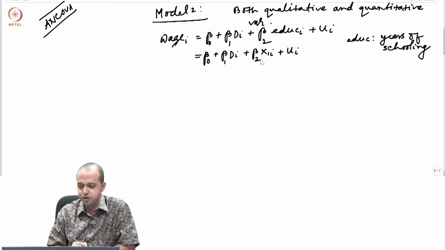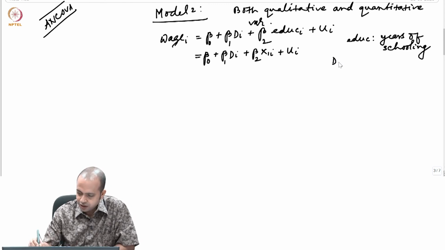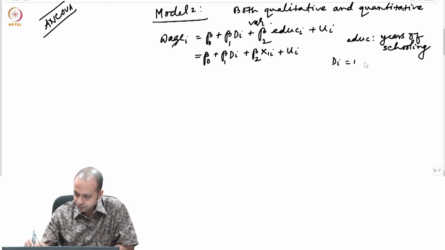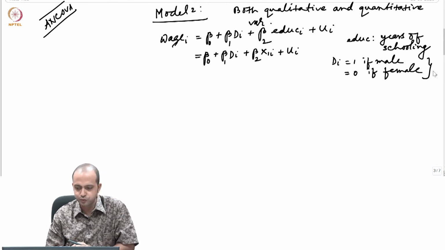Then again, we have to get the interpretation of beta 0, beta 1 and beta 2, and my Di equals 1 if male and 0 if female or otherwise. So, I am still assuming there are only two categories for the qualitative information, gender. If you think of more than two categories, male, female and transgender, then you have to simply include one more dummy. I am not discussing that now, I will discuss it in a later part of our discussion.